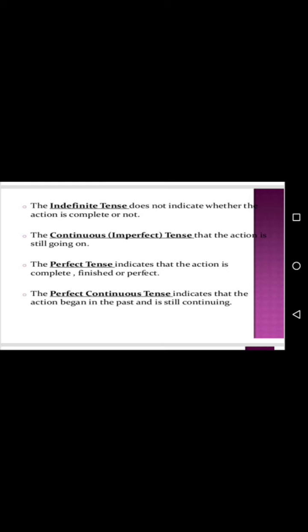In the continuous tense, we are talking about an action that is going on, or was going on, or will be going on, whether in present time, past time, or future time. But it is not telling us about the completion of the action. The third kind is perfect tense, which tells us about the completeness of the action. It can be in present, past, or future, but it is telling us about the completeness of the action.